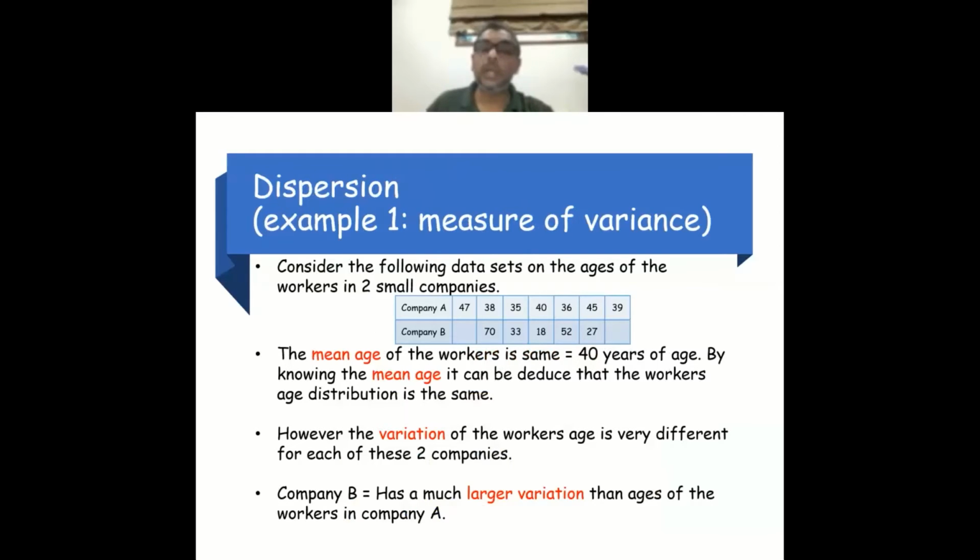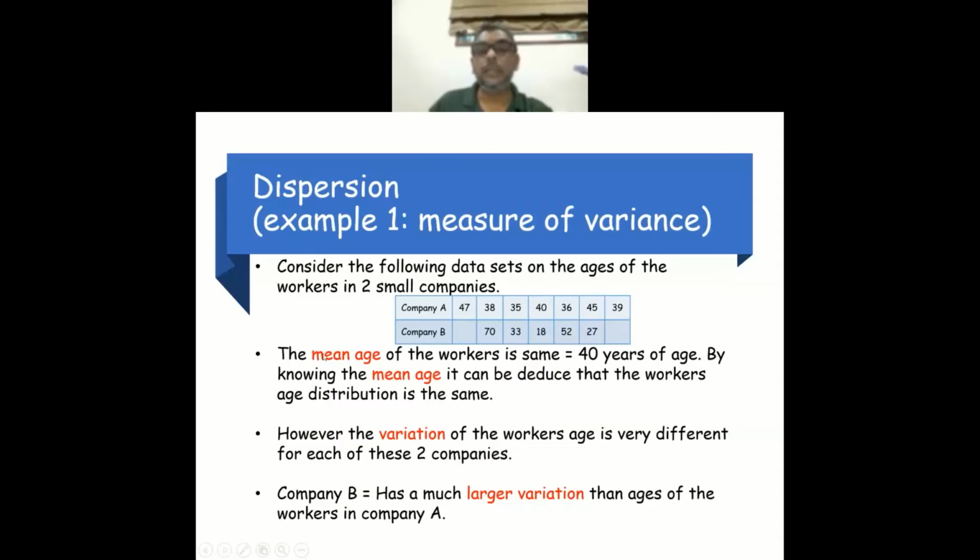Okay, all right. Example number 1 again. Consider the following data sets of two age groups. Company A, inilah age group dia. Ada 47, ada 38 dalam company tu. Ada beberapa orang dalam department tu, this is the age: 47, 38, 35, 40, 36, 45, 39. Company B pula ada banyak age.